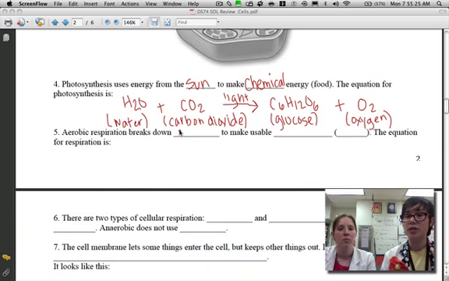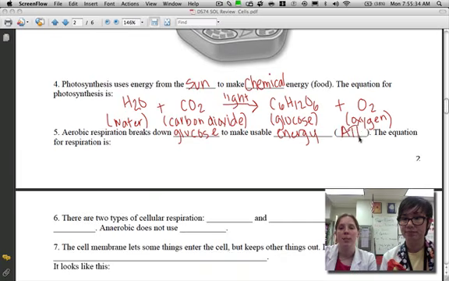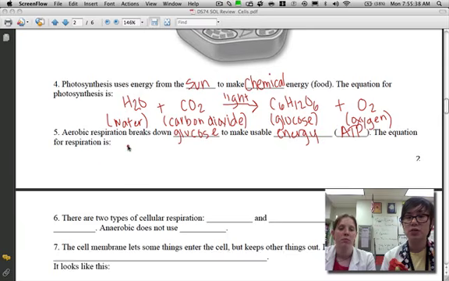Aerobic respiration breaks down glucose or food to make usable energy. And that's always going to be in the form of what? ATP. So remember, ATP, energy. All right, in the equation for respiration, we're going to do the exact same thing. We're going to give it to you in the chemical formula, and then we're going to give you the cheat sheet version on the bottom. So basically, we're just flipping the reaction around, right? We're undoing photosynthesis. Exactly. So we ended with glucose and oxygen.